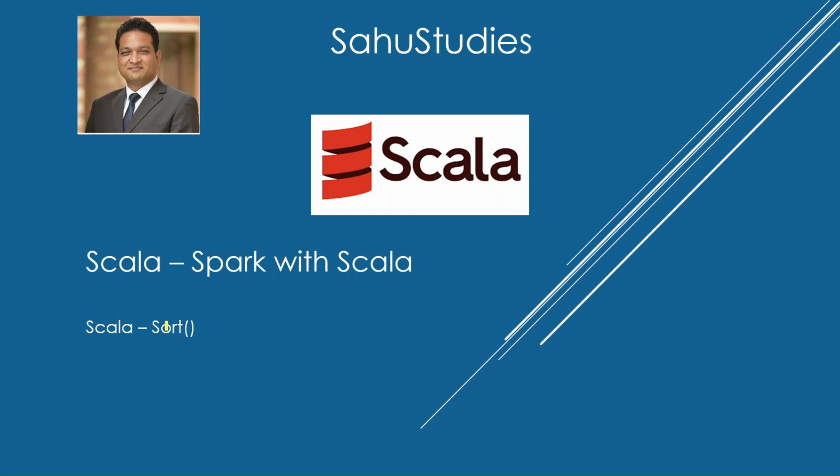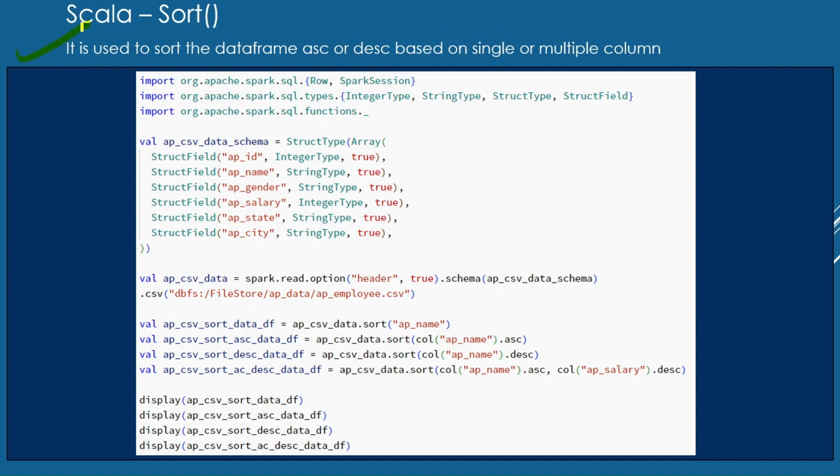In this video, we are going to see how the sort function works in Scala. So why do we use the sort function? The sort function is used to sort the data frame in ascending or descending order based on single or multiple columns.